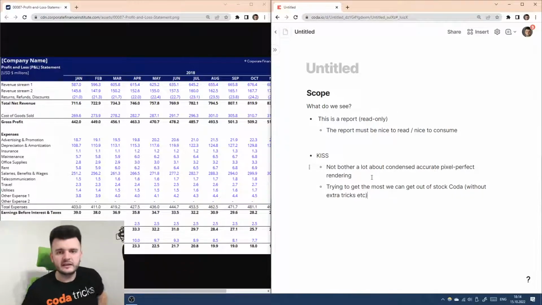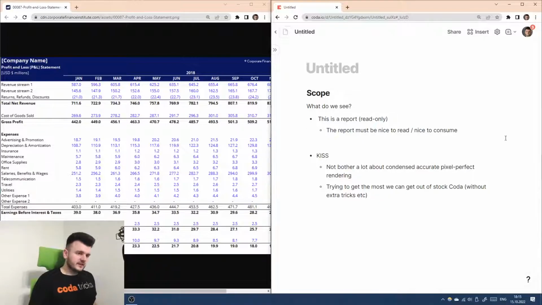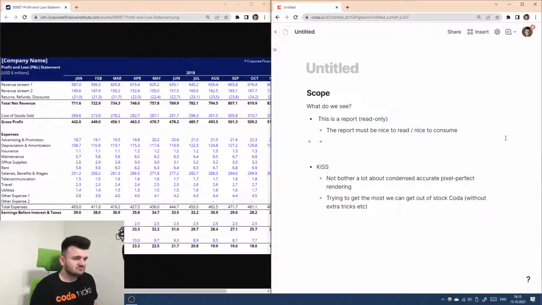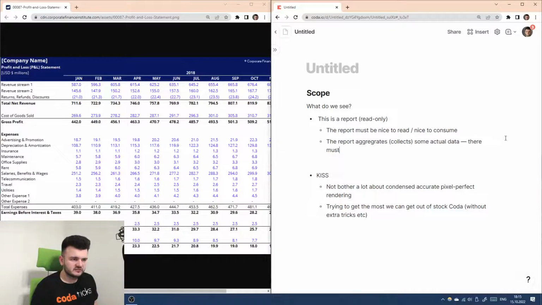So what a person that's proficient in Coda but not necessarily a perfectionist like myself would be able to do with it. So let's take it as far as that. And it must be nice to read and nice to consume. And of course, the report aggregates, which is another word for collects, some actual data. So this means there must be some actual data behind it. Incomes, expenses, and whatnot, and other things.